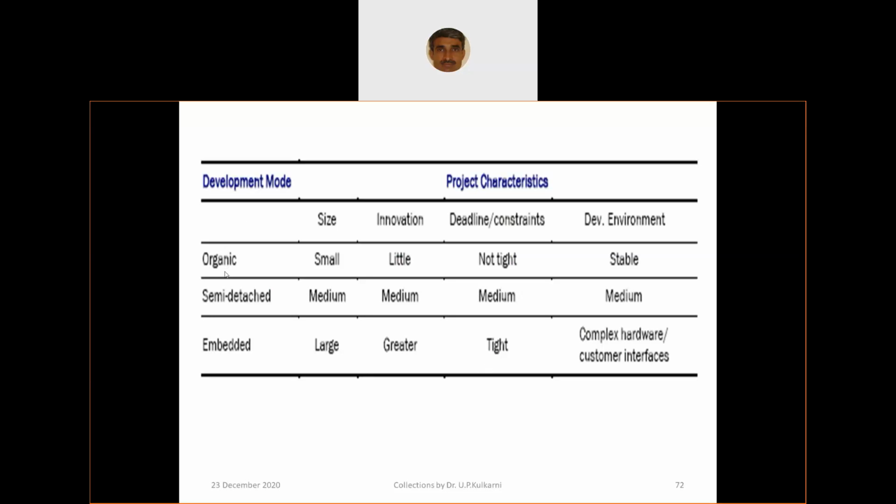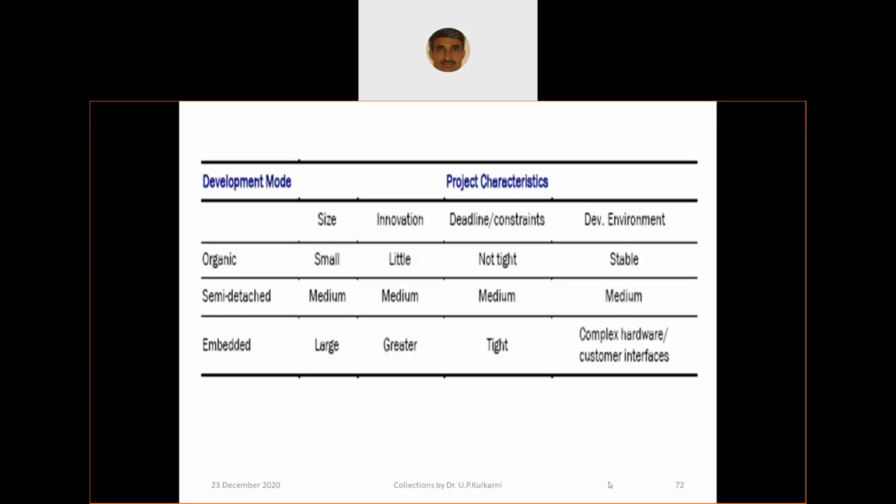Now look at that. When these development models, you have organic, semi-detached, embedded. In terms of size: organic is small, semi-detached is medium, and embedded is large. Innovation: organic is little, medium, and greater in embedded. Project characteristics, deadline constraint: organic is not tight, medium, and tight. Development environment is stable in organic, medium, and the embedded one is complex.